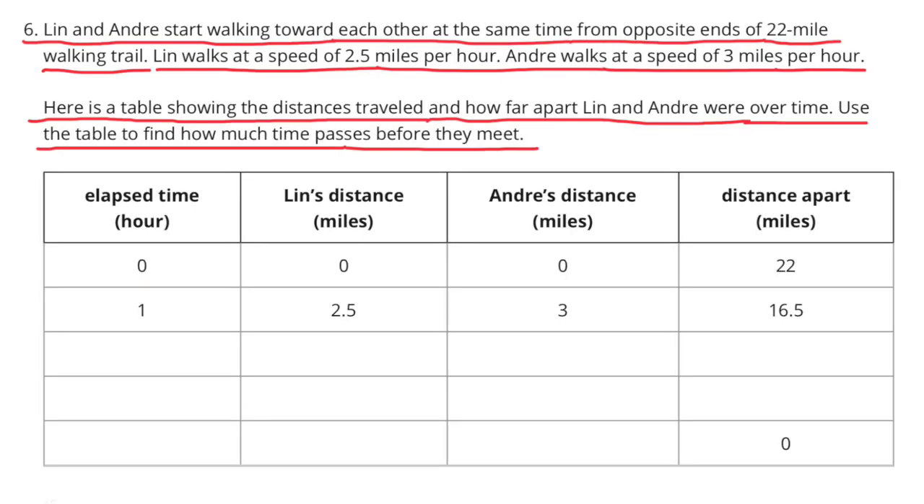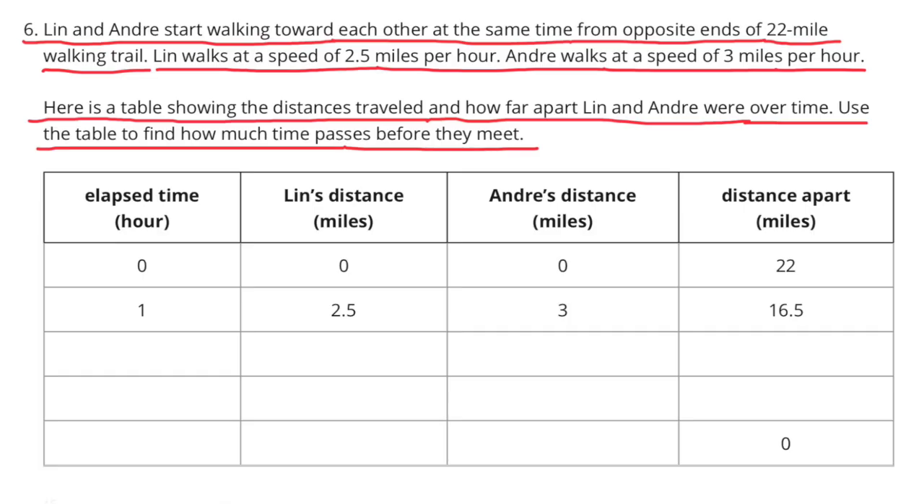Number 6. Lynn and Andre start walking towards each other at the same time from opposite ends of a 22-mile walking trail. Lynn walks at a speed of 2 5/10 miles per hour. Andre walks at a speed of 3 miles per hour. Here is a table showing the distances traveled and how far apart Lynn and Andre were over time. Use the table to find how much time passes before they meet.